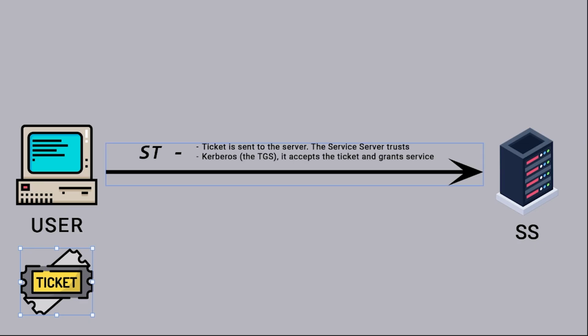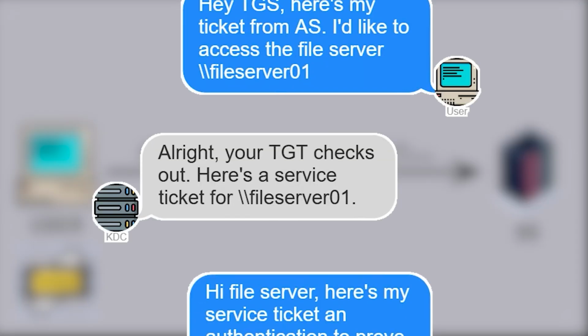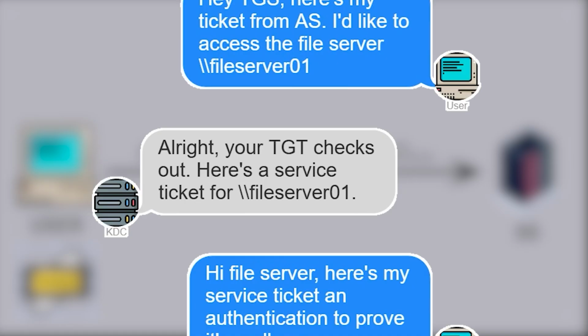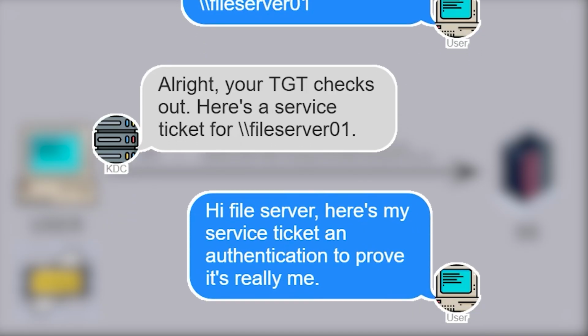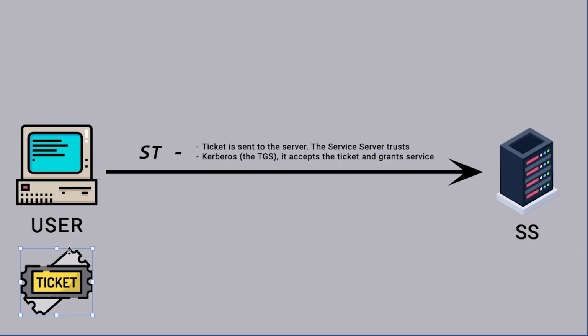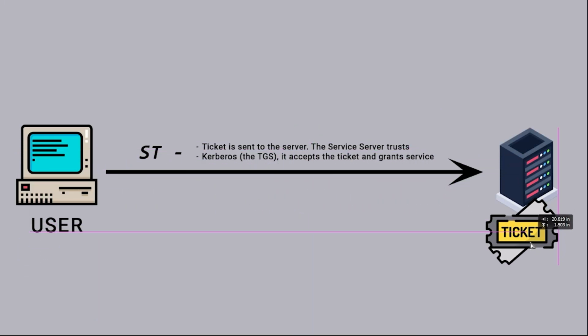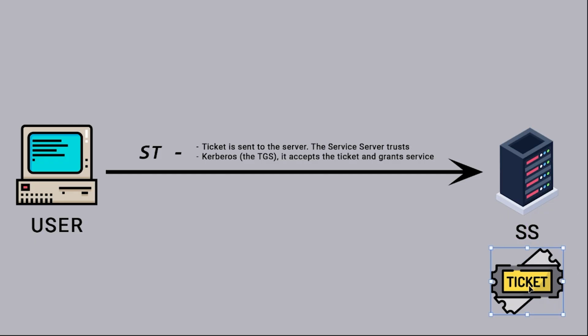Alice is going to say, hi, file server, here's my service ticket and authentication to prove it's really me. This is the ticket that was built up, encrypted, and checked out by the KDC. Since this particular file server trusts Kerberos, the ticket granting system, it'll accept the ticket and it'll grant the service.